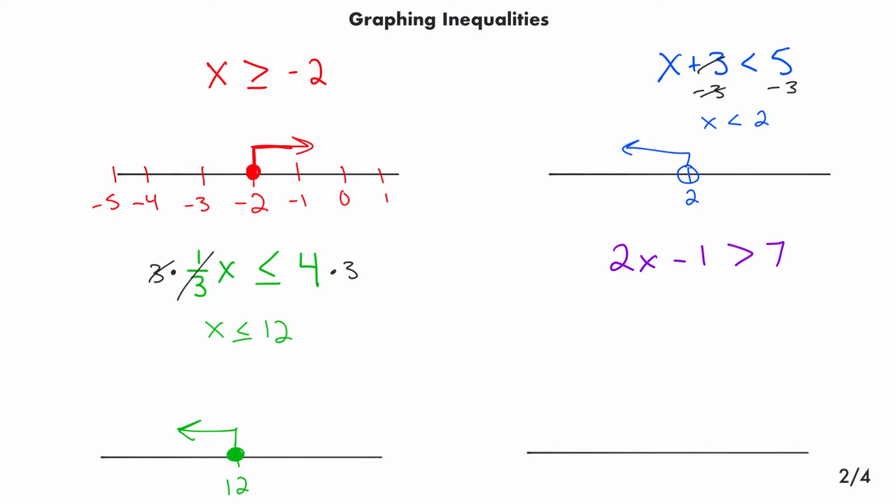And then finally, problem number 4. I got to get the x by itself, so I'm going to add 1 to both sides to begin with. 2x is greater than 8. Then divide both sides by 2. And I get x is greater than 4.